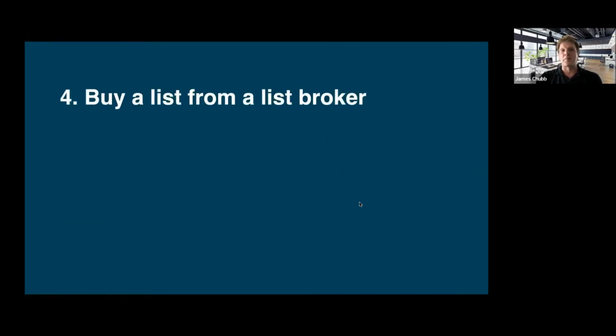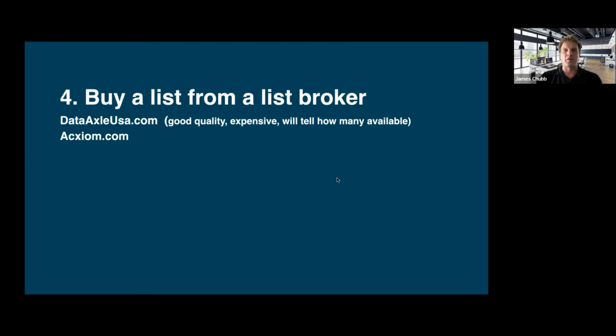Also, you can buy a list from a list broker. There's lots of list brokers. It's a great way to get started. Data Axle USA used to be Info USA, pretty good quality list, a little bit expensive. Data Axle, I think they'll tell you how many listings are available for each market, you know, in a category in a certain zip code or city or state. So you can at least use that to set your goals.